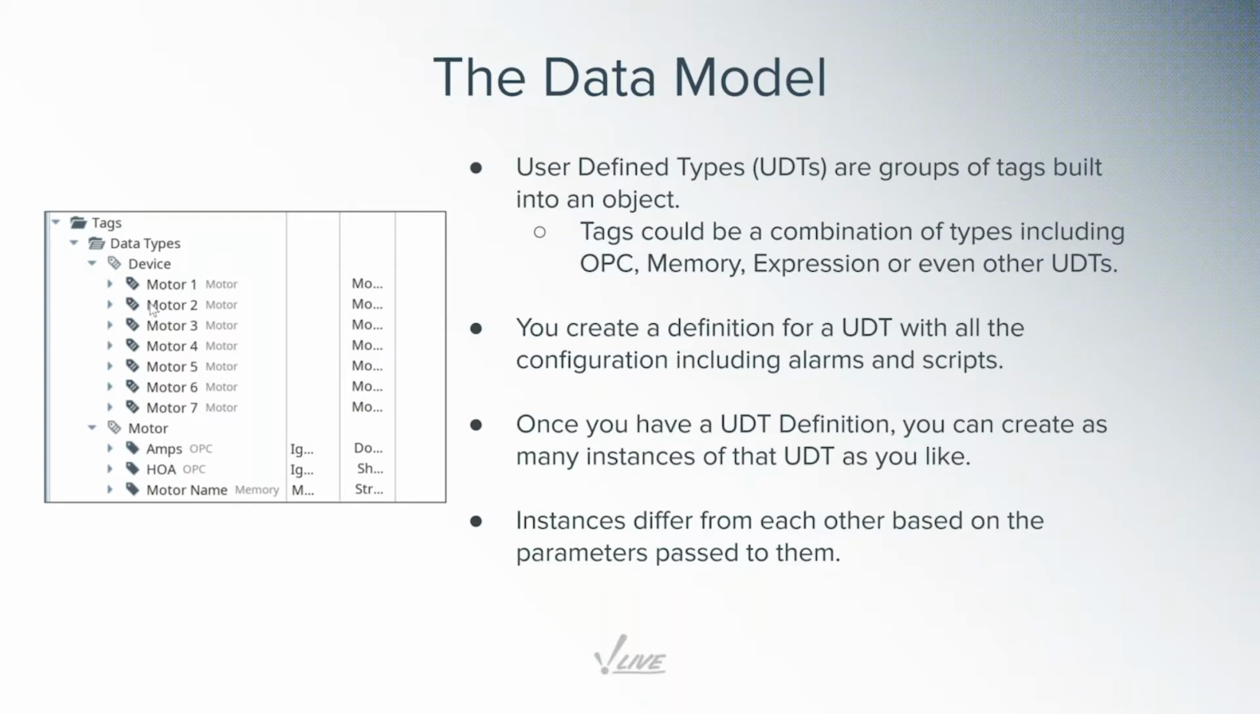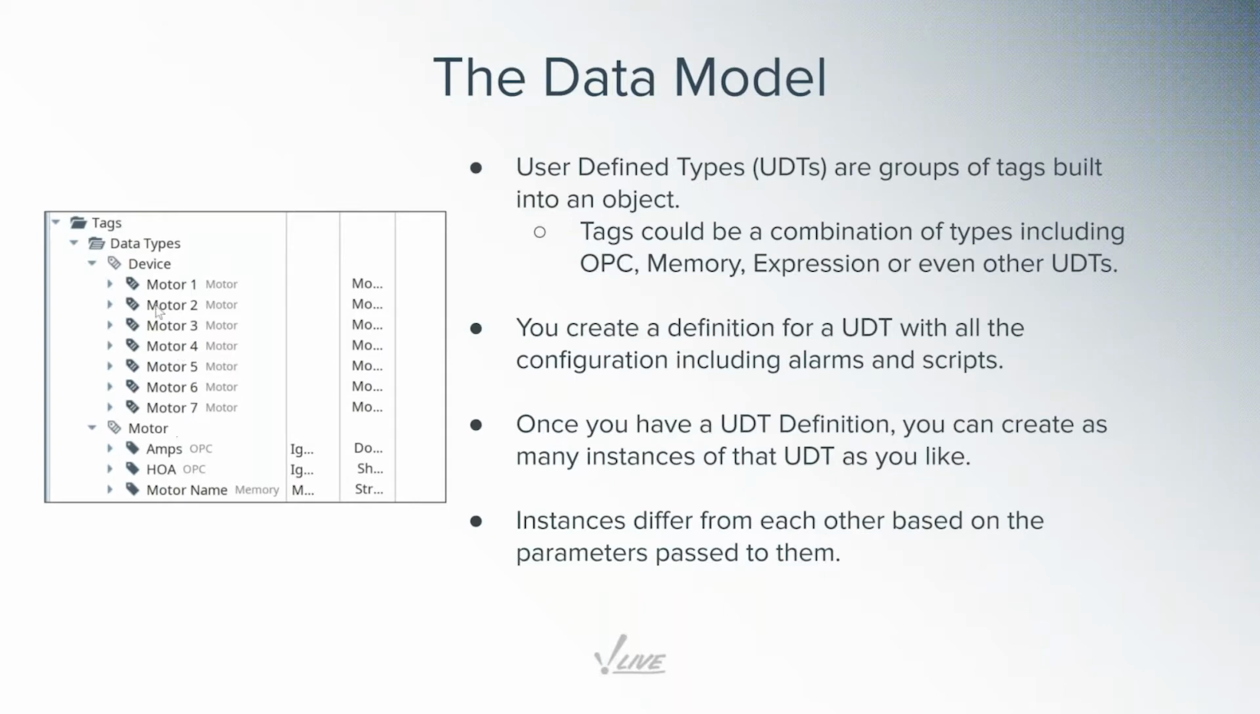But what is a UDT? It's really just a collection of tags, and those tags can be OPC tags, they can be memory tags, expression tags, or other UDTs like you see with the motors there. What's nice about UDTs is that you define a definition. You can see all of these are inside my data types folder.